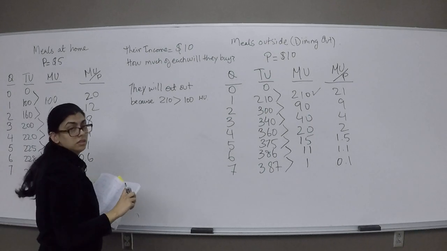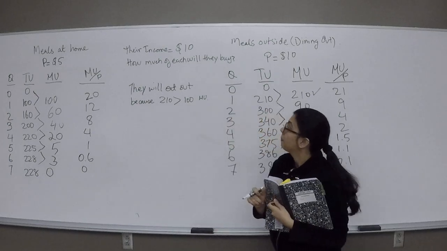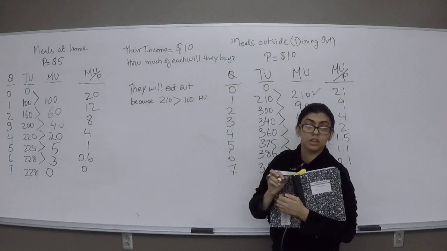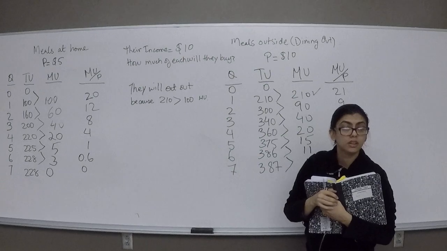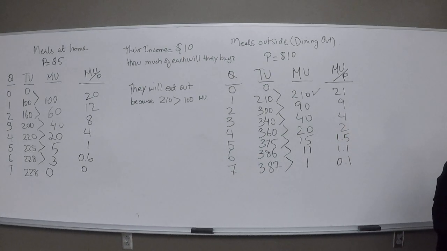But where's the 10 there? I don't understand. Oh, the income is $10. I have a question. With the meals at home, why wouldn't you go with the second one, since you have $10? So yeah, I'm going there.